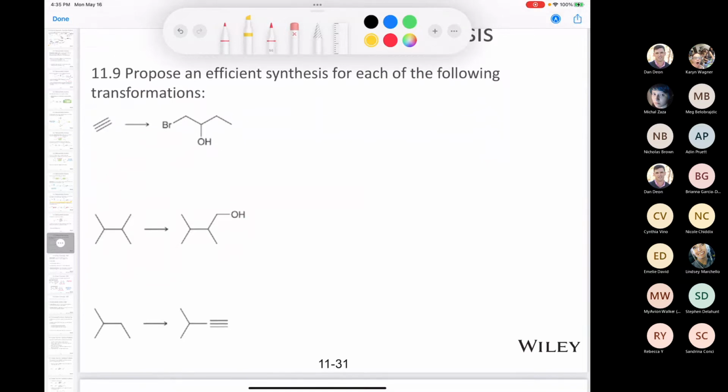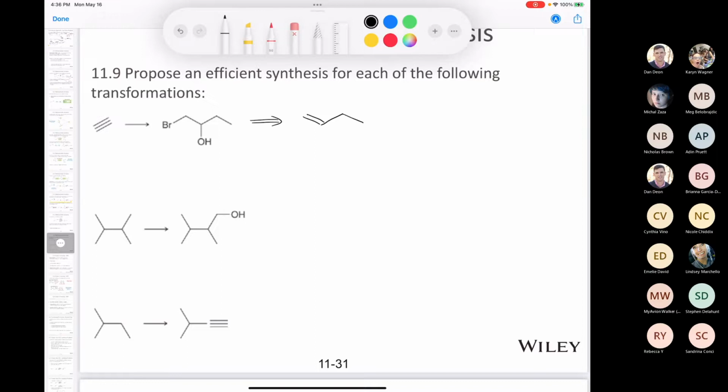Well, that's a lot of information. Let's try a problem and think about it in terms of retrosynthesis. Let's say you want to start out with acetylene, this little guy here, and you want to make a halohydrin. Well, my friends, halohydrins have only come up once today. We only know one way to make a halohydrin, and that is from an alkene.